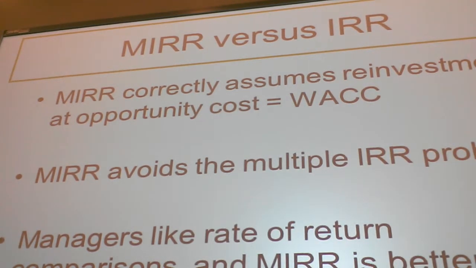But basically what they're saying here is that the MIRR is assuming that you can reinvest your money at an opportunity cost, which you can think of as almost a savings rate. So rather than using it on a particular project, you could be reinvesting it at a specific savings rate or an opportunity cost. And they consider that the weighted adjusted cost of capital. This is going to avoid the multiple IRR problem. Managers like the rate of return comparisons, and the MIRR is better for this than IRR. So there's some benefits to the MIRR.